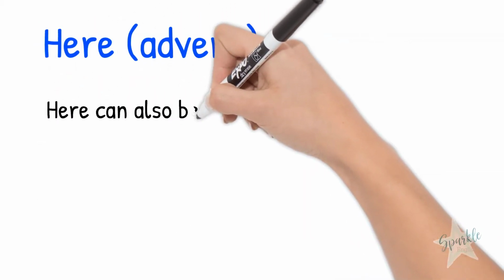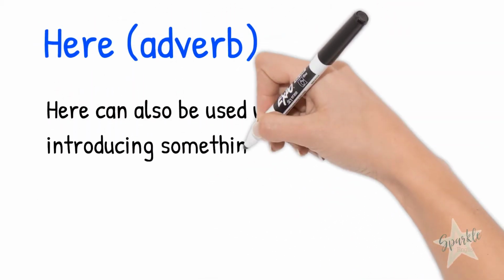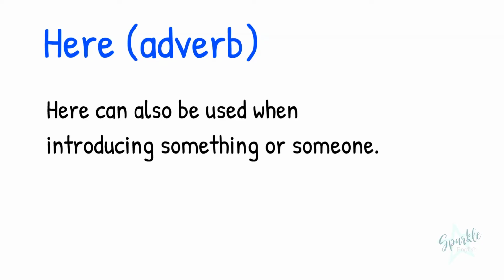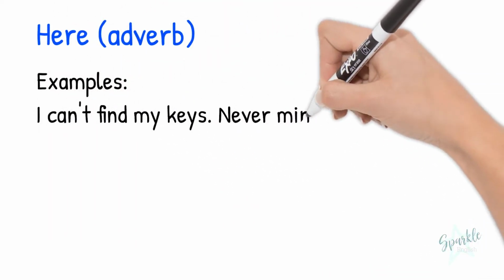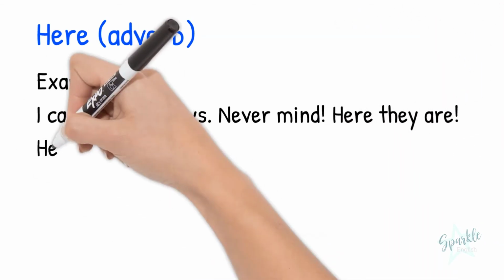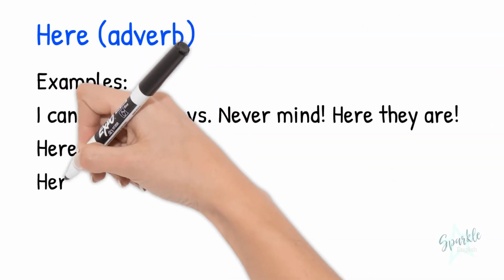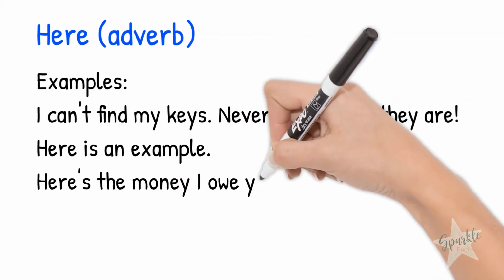Here can also be used when introducing something or someone. Examples. I can't find my keys. Never mind, here they are. Here is an example. Here's the money I owe you.